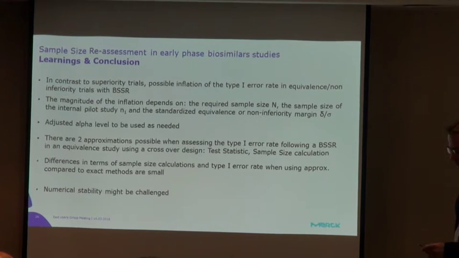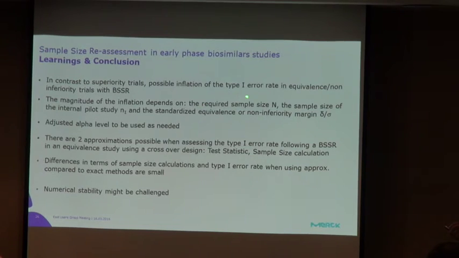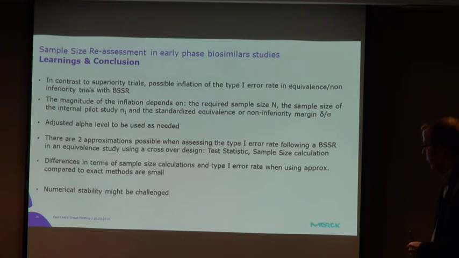So some of the learnings and conclusions. When we started, we didn't pay too much attention to the fact that for non-inferiority or equivalence, you face the challenge of the inflation of the type 1 error. The magnitude of the inflation obviously depends on the required sample size, the sample size for the internal pilot study, and the equivalence or non-inferiority margin. So we saw the example, notably with the graph. An adjusted alpha level is to be used, and especially if the study is a pivotal one.